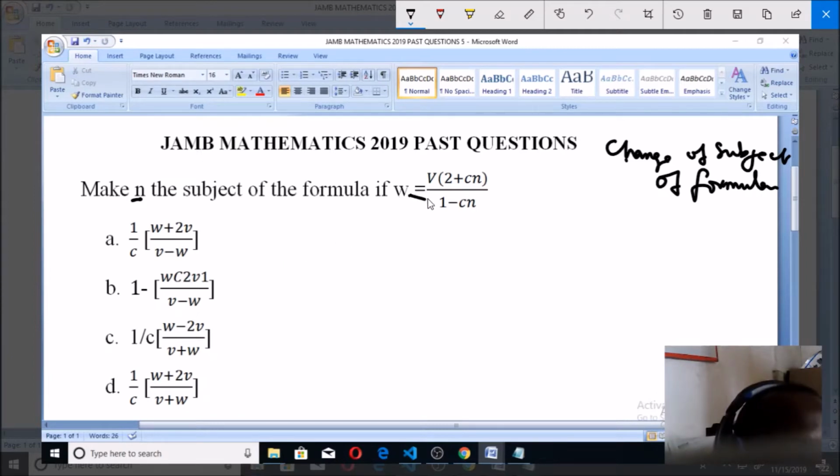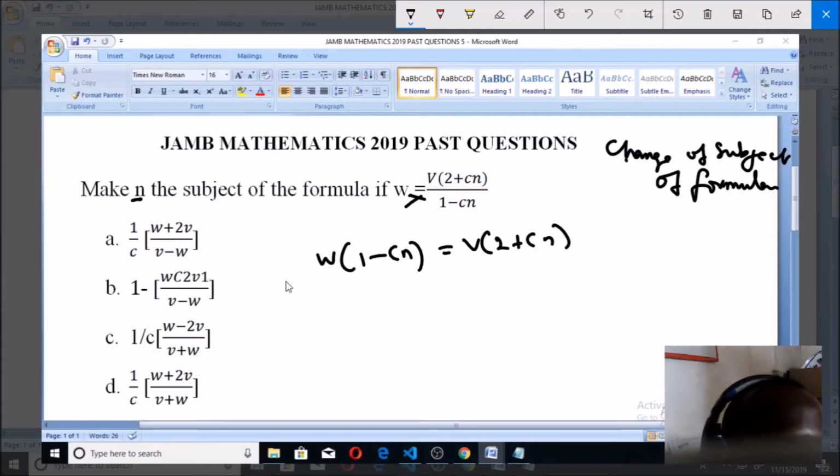So cross multiply. So if we cross multiply, we're going to have w into bracket 1 minus cn. Then we're going to have v into bracket 2 plus cn. So having this, we open up the bracket. So we now have w times 1, w minus, then we have wcn equal to, open up this bracket, this will give us 2v minus vcn. So with this, we can see we can now bring n together. That's the need for this cross multiplication.